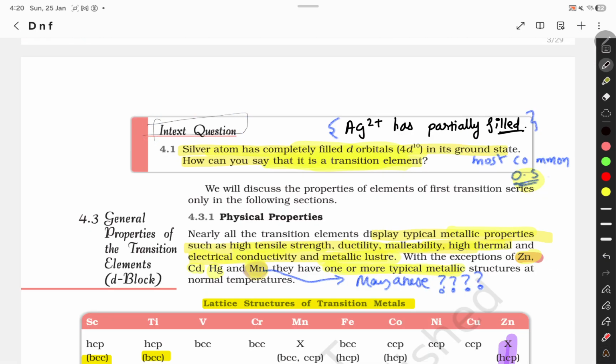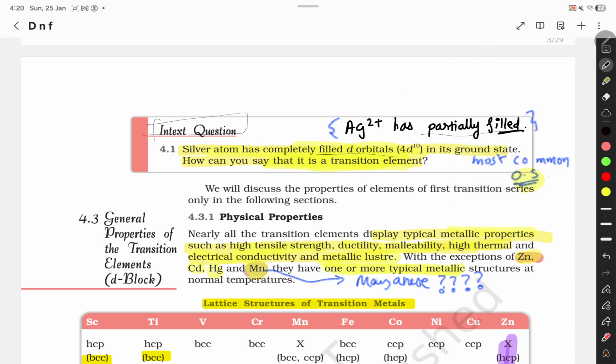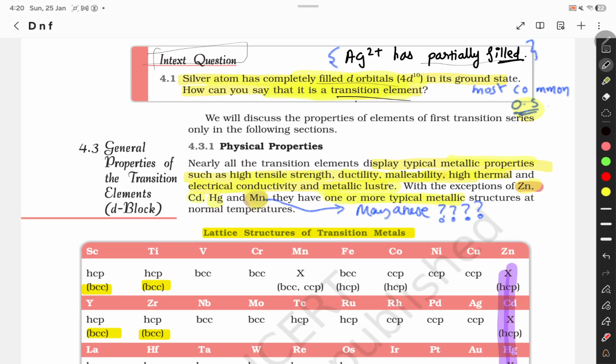Then there is a common in-text question we have to discuss. Ag2+ is the most common oxidation state of Ag, and that has partially filled d orbitals. That's why it's a transition element. Then typical metallic properties are displayed by everything except Zn, Cd and Hg, the last ones which are not considered transition elements, and except that, Mn. Mn you just have to mug up.